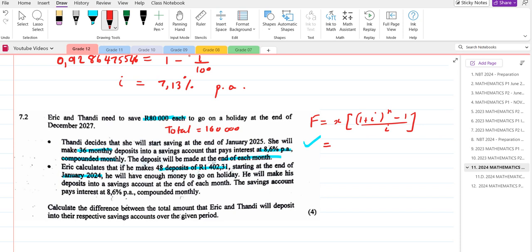Thandi decides that she will start saving at the end of January 2025. She will make 36 monthly deposits into a savings account that pays interest of 8.6% per annum compounded monthly. So remember how much she's going to save up. We want to calculate x here, right?